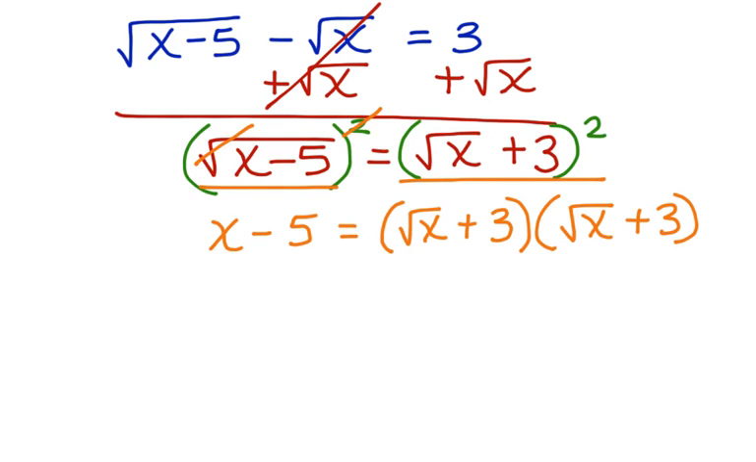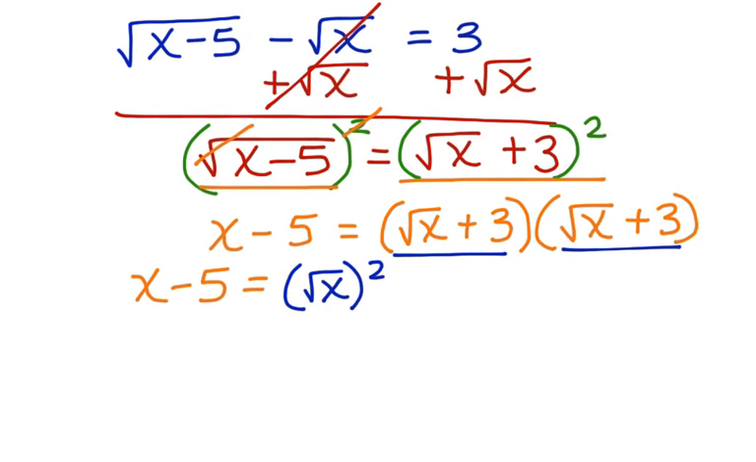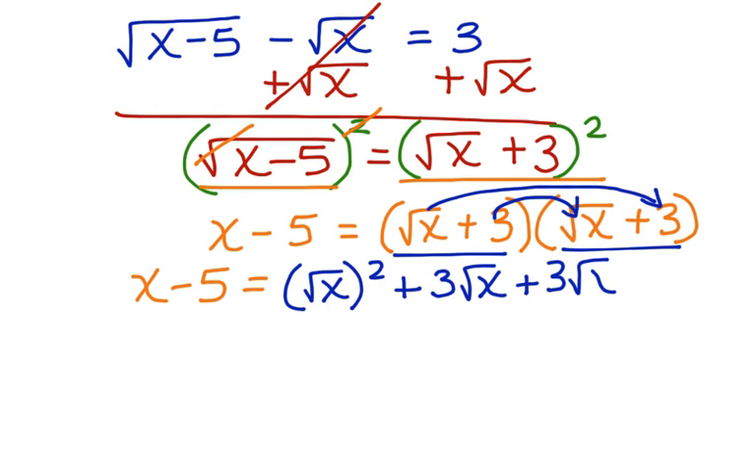Now the left side is as simple as it can get, so I'm just going to bring that down. But the right side, here, I need to FOIL both sides of this. So I'm going to multiply the square root of x times the square root of x. That gives me the square root of x squared plus, multiplying here, I have 3 square roots of x. Multiplying here, I have plus 3 square roots of x, and 3 times 3 gives me a positive 9.